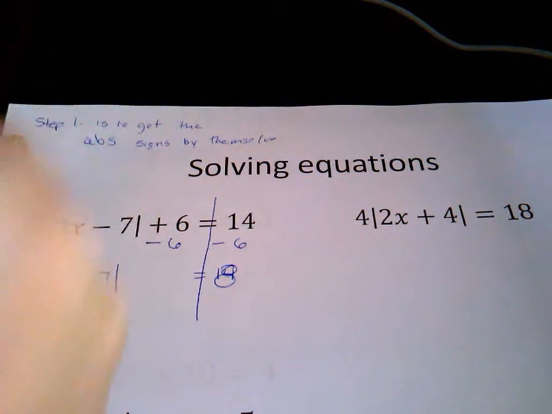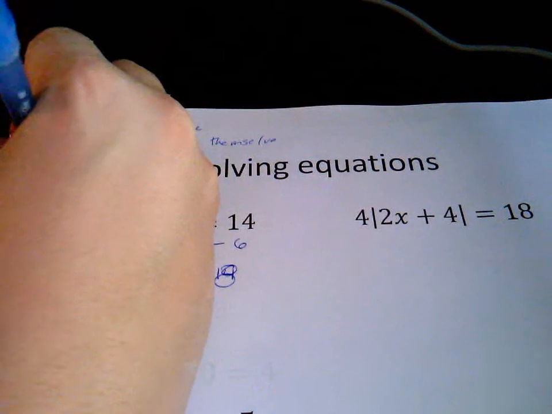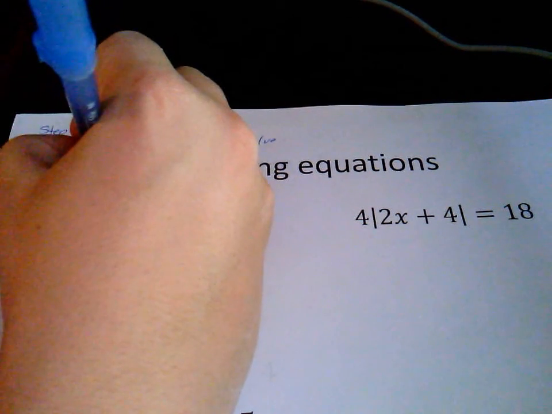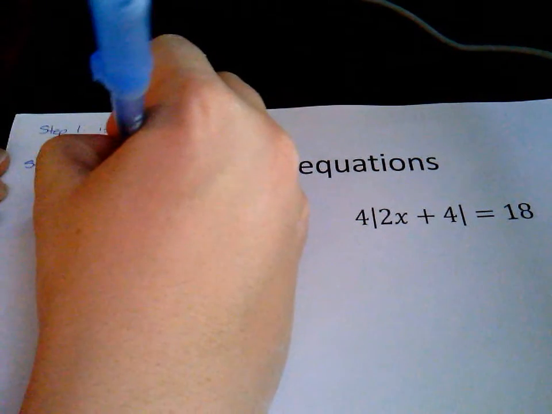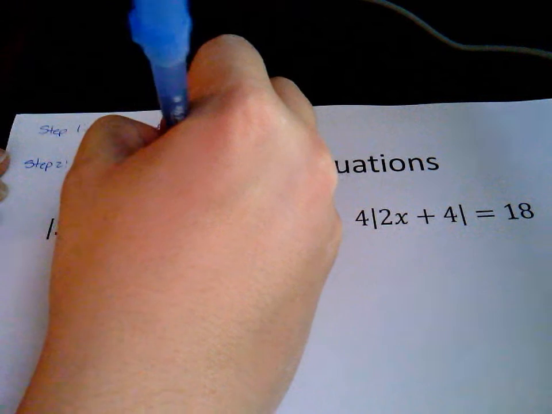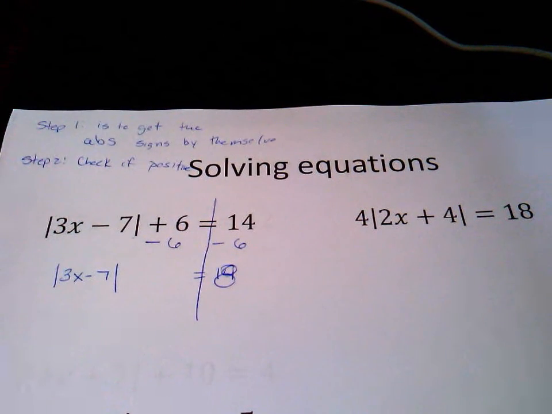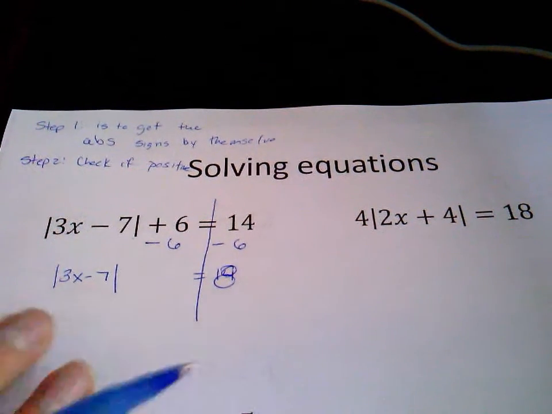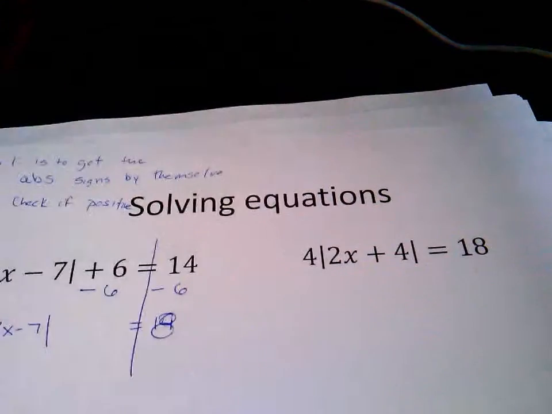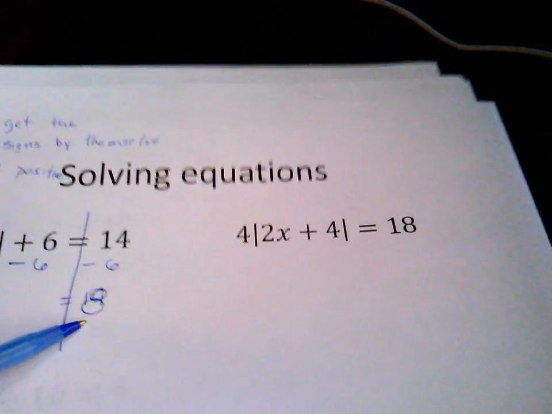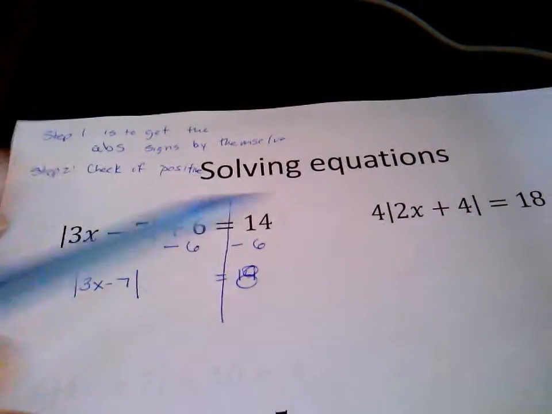Now, step 2 is to check if positive. You're going to check if it's positive. We need this answer to be positive, just like we said on the previous problem. We cannot have negative answers. So we're going to check, is this 8 positive? Well, yes, it's a positive 8. So we can move on to step 3.